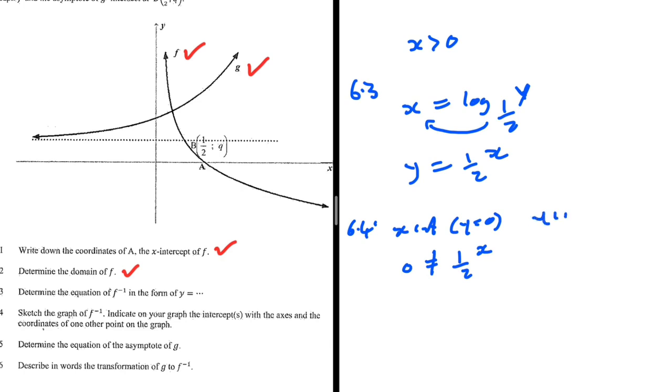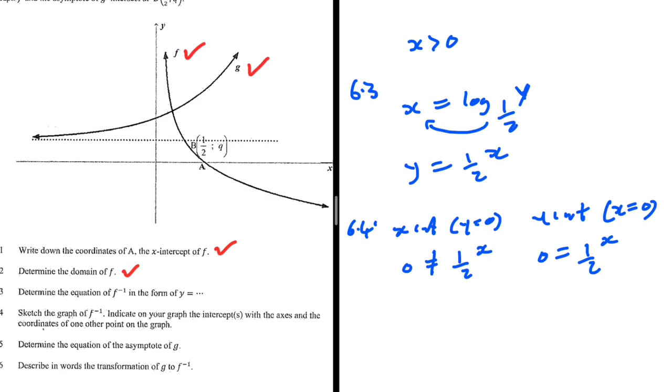And then the y-intercept, let's see if that exists. We're going to have y being equal to a half to the power 0. So this is our y-intercept. We're interested in x, and x is up there.